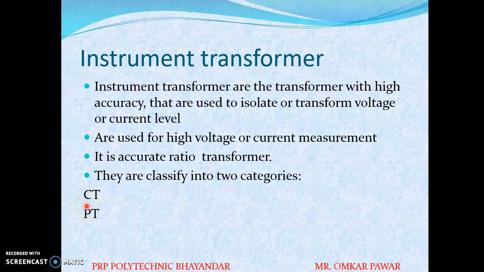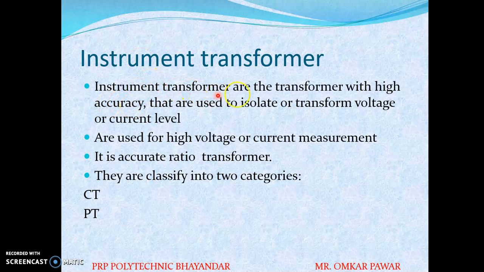Hello everyone. The next topic is instrument transformer. Likewise, we generate 11 kV and transmit it to a higher voltage level, that is 220 kV, 400 kV, and 765 kV. In order to measure this amount of large voltage and large current, low range instruments are incapable of measuring this type of voltages and current. So, in order to sense or measure such high voltage and high current, we use an instrument transformer.